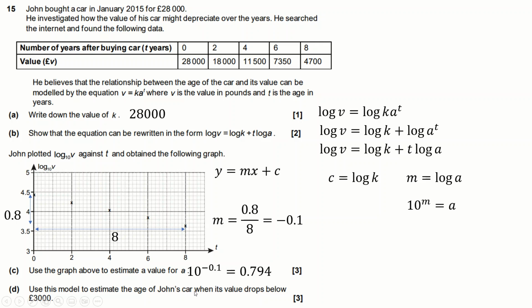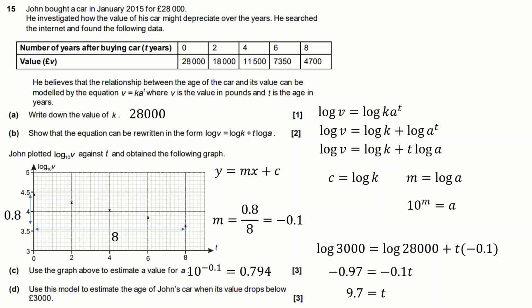Use the sums model to estimate the age of John's car when the value drops below 3,000. So we'll just take the formula for V, the value of the car. So we'll shove V is 3,000 into here. We know our A value, so we can shove that in there as well. Except I didn't even do that. I know log of A is minus 0.1, so I don't even need to know A. I've just put log of A is minus 0.1 into there. I put K as 2,800 into there as well. And then, of course, I can just do this, take away this, divided by 0.1, which is going to be this. So that's going to be my estimate, I think.